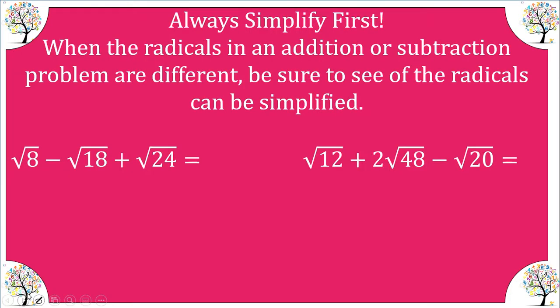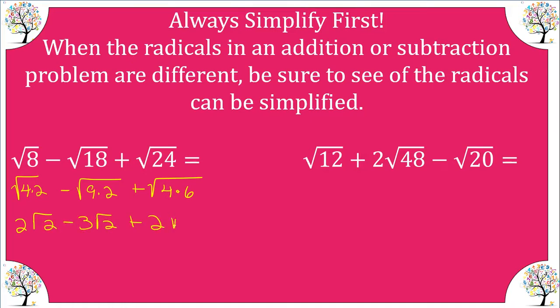And let's move on to look at some expressions where it looks as though we cannot combine. So before you just say, oh, these can't be combined, we notice that they can be simplified. So once we simplify them, maybe we can combine them. So let's simplify the square root of 8, which is going to be 4 times 2. And then we have 9 times 2. And then we have 4 times 6. So here we're going to take the square root of 4. We get 2 times the square root of 2 minus 3 times the square root of 2 plus 2 times the square root of 6.